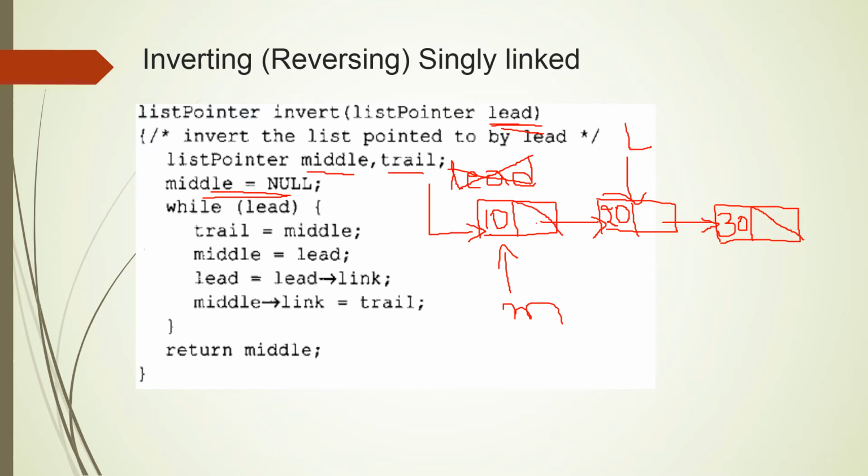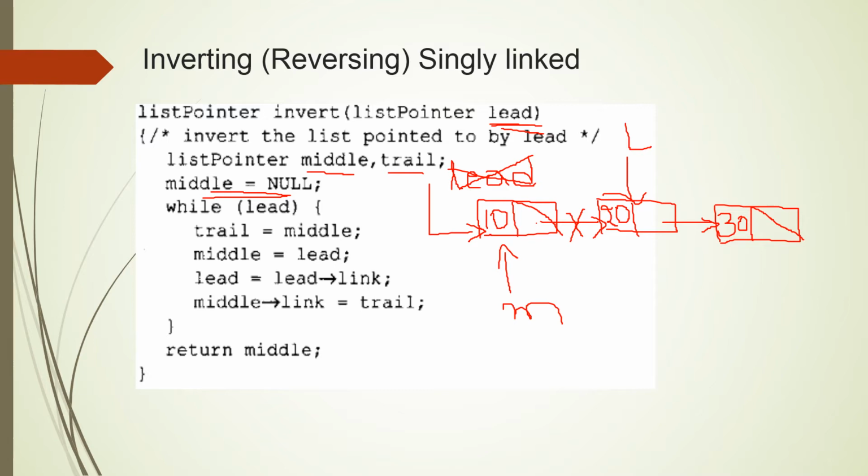I have stored a null value here because this node becomes the last node after reversing. So this link will be removed. Now since it's a while loop, it goes back to the beginning of the loop, while of lead. Lead is pointing to this node, holding the address of this node. So again it will be evaluated as true.